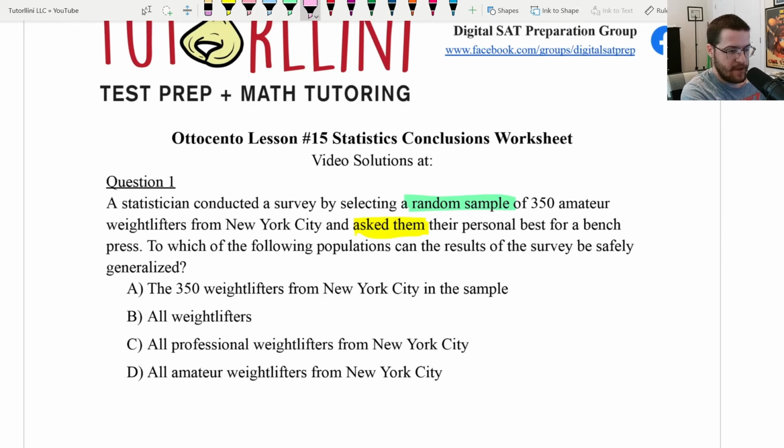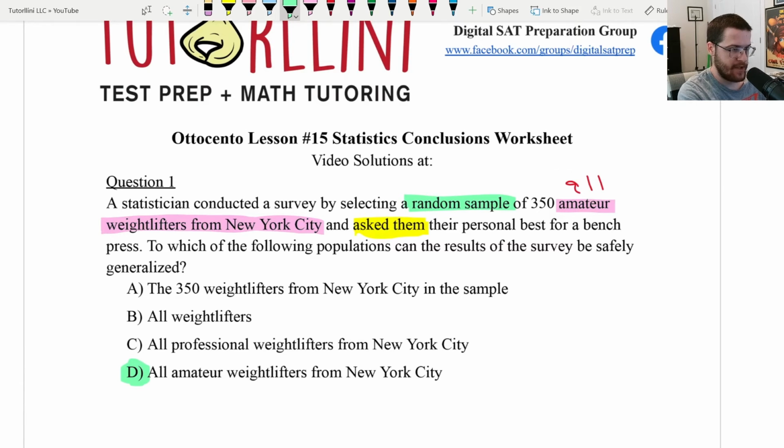So we look at where it's talking about the sample, and we just chop off that number because that's our sample, and we put the word all in front of it. So the answer to this one, I don't even need to read the answer choices, is going to be something like all amateur weightlifters from New York City. And that is answer choice D.